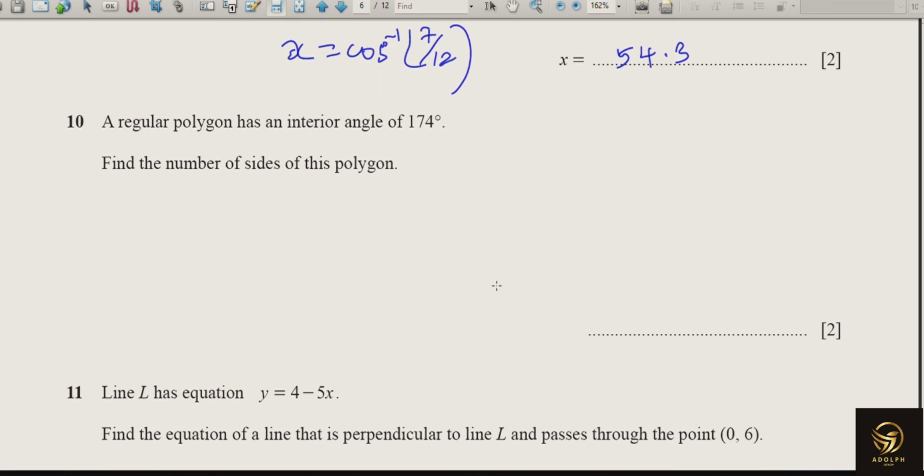Next thing is a regular polygon has an interior angle of 174, find the number of sides. The number of sides is directly related to the exterior angle. If interior is 174, then exterior must be 6. The number of sides is 360 divided by 6. And if I simplify this, I will be getting 60 sides. So that's it, it's simple.